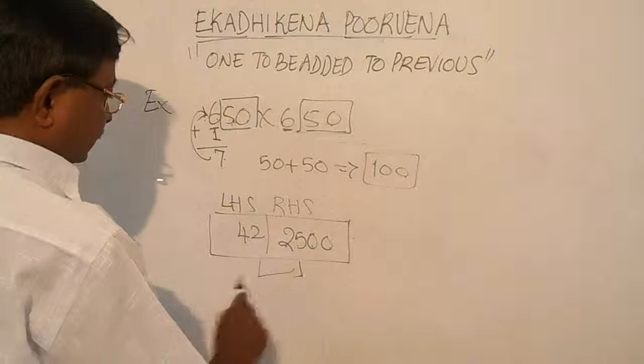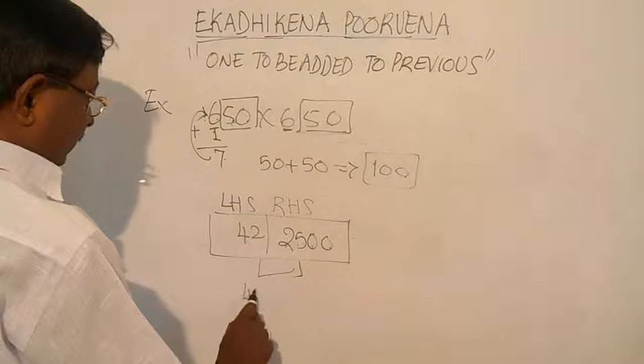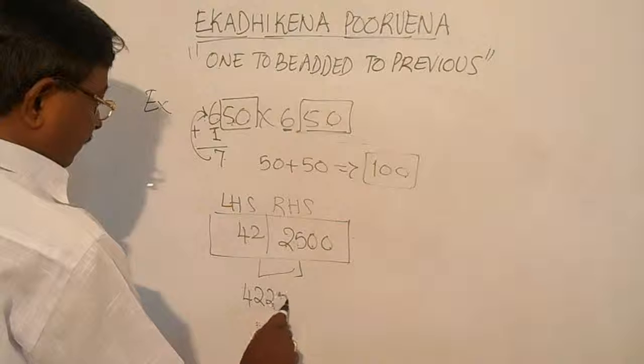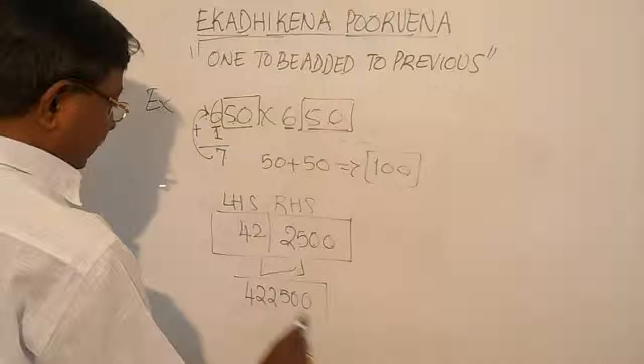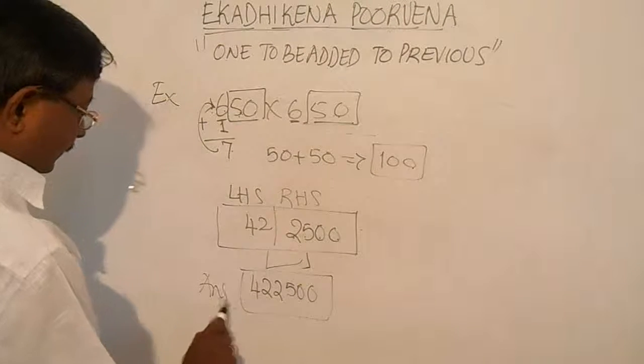Now we have to join 42 and 2500, so 4, 2, 2, 5, 0, 0 is the answer. Okay.